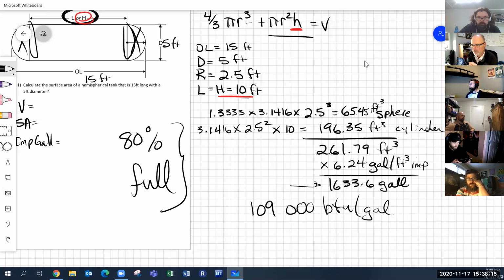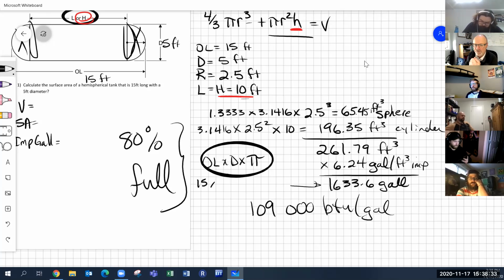These containers. Okay. And the surface area is just old pi. Here's the surface area formula, right? The overall length times the diameter times pi. And so the surface area is 15 times 5 times 3.1416, and then it comes out about 235 feet squared. Surface area. They ever ask that?